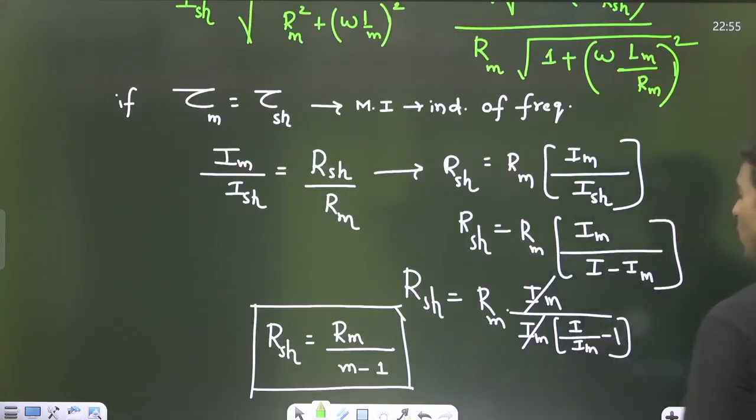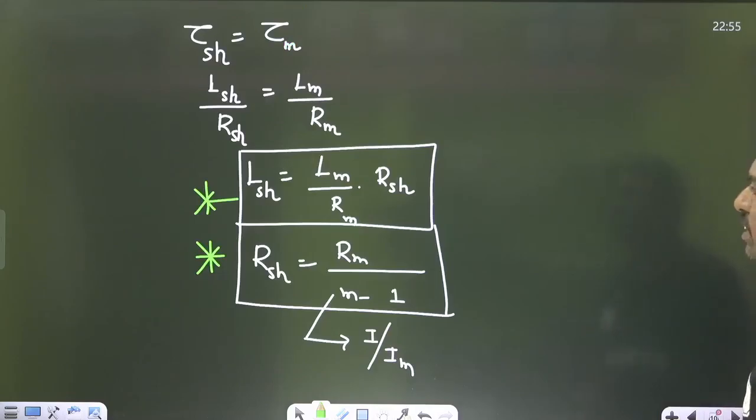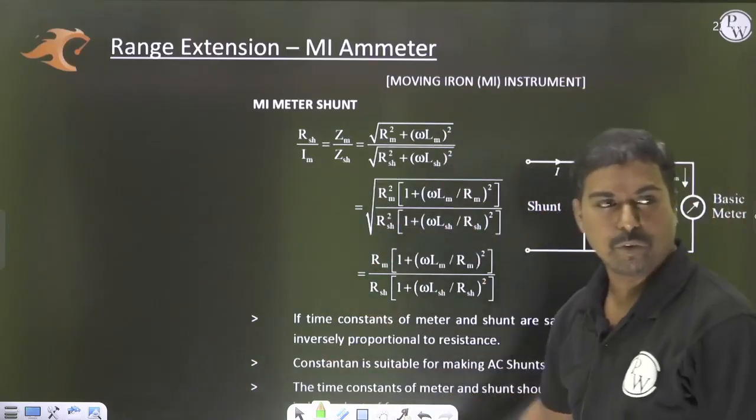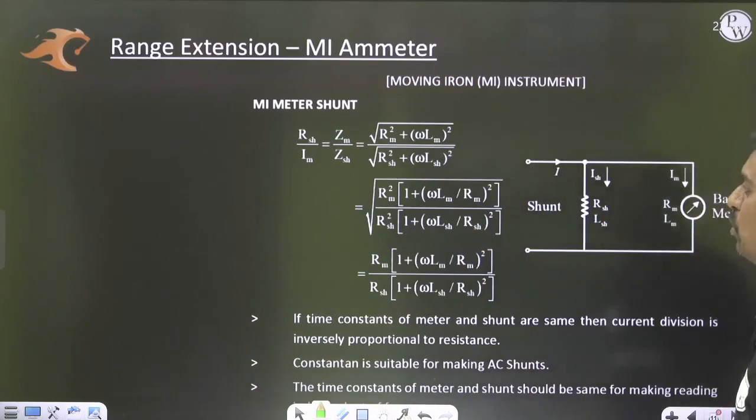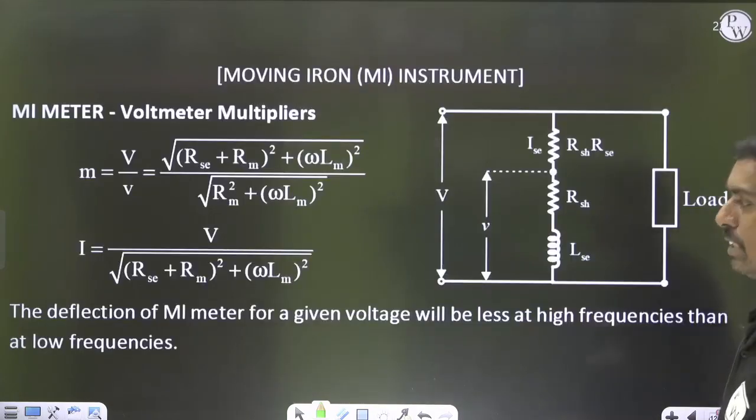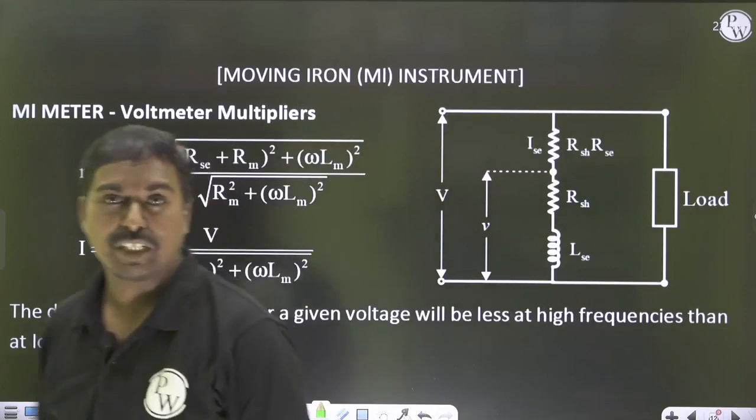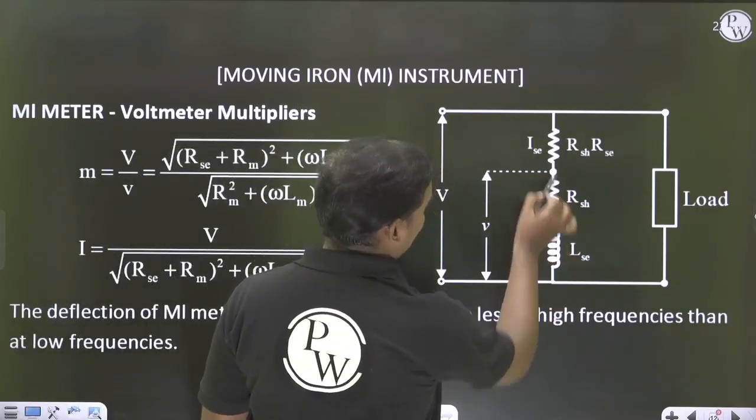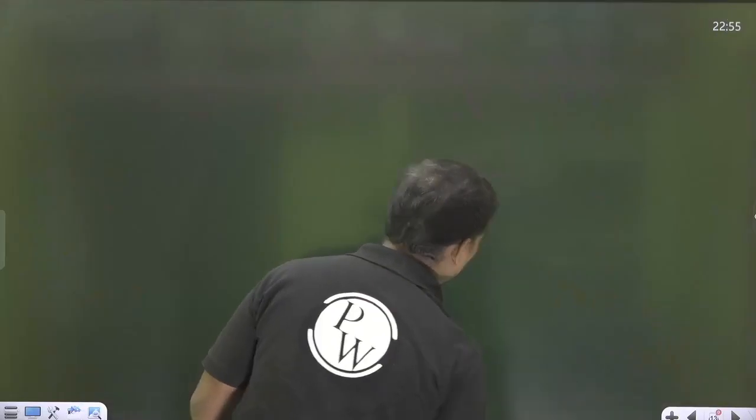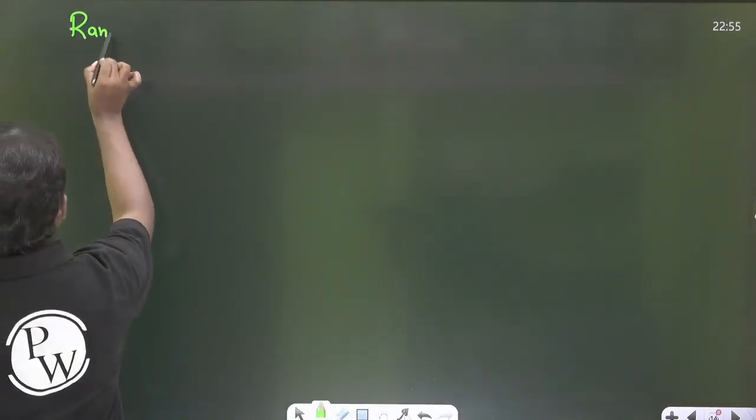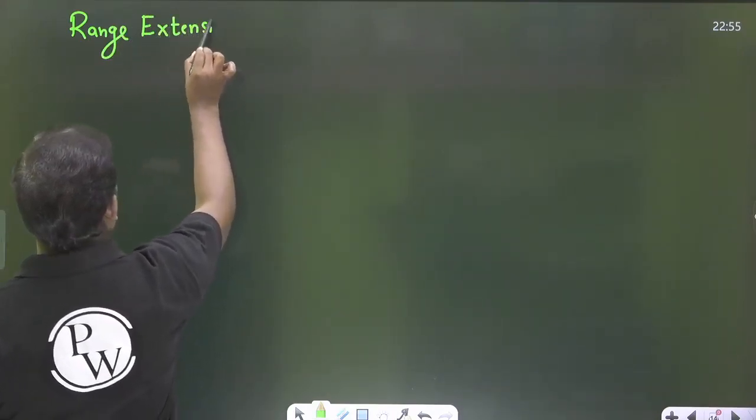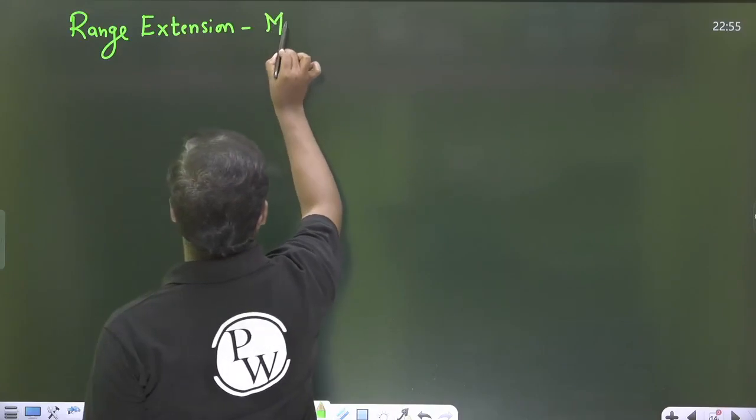Similarly, we can follow the series resistance method. I have also given a printout for your reference. If you want to go for range extension as a voltmeter, I can attach a series resistance here. So this also I will explain like this: range extension for the MI voltmeter.